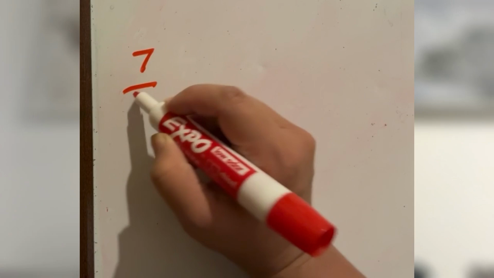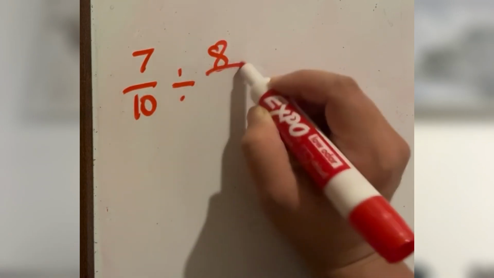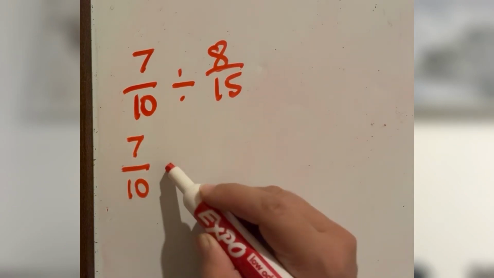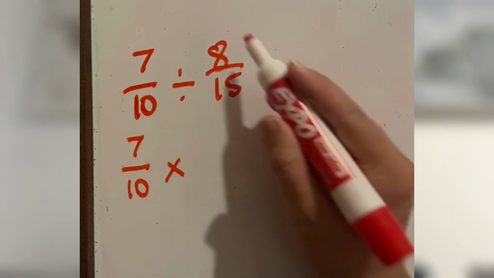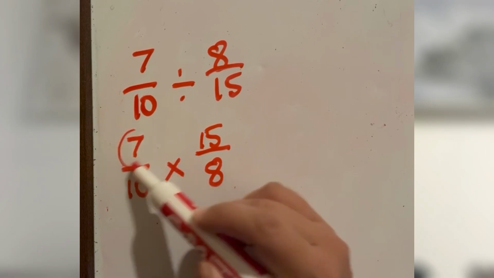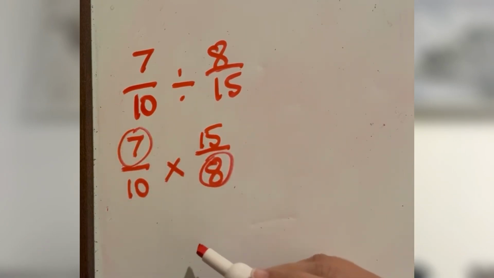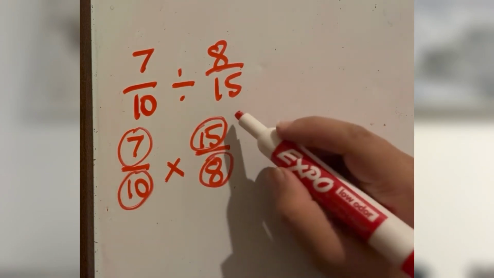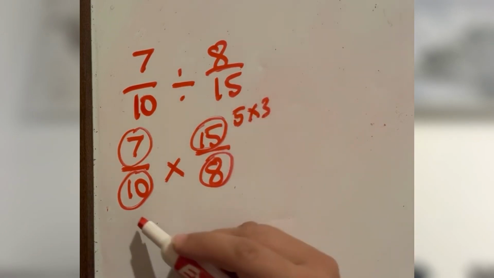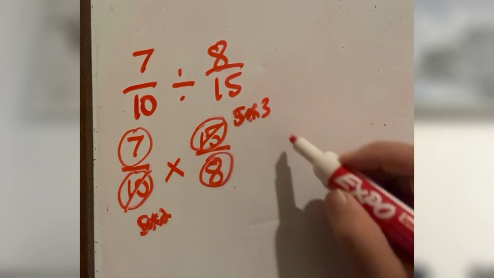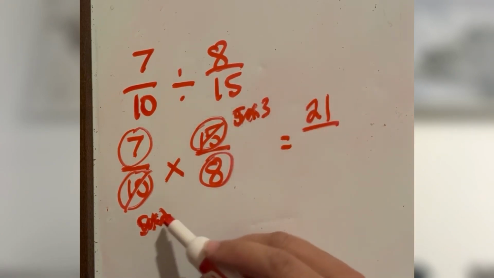Our last problem for this video is going to be 7/10 divided by 8 over 15. So again, we're going to keep our first fraction the same, 7 over 10, and we're going to put our multiplication symbol, flip our second number, so we'll have 15 over 8. Checking our diagonals, 7 and 8. The only thing they have in common is 1. In our second diagonal, we have 10 and 15. They have a common factor of 5, so we'll be left with 3 and 2 accordingly. Multiplying across, we'll have 21, and we'll have 16 on the bottom.